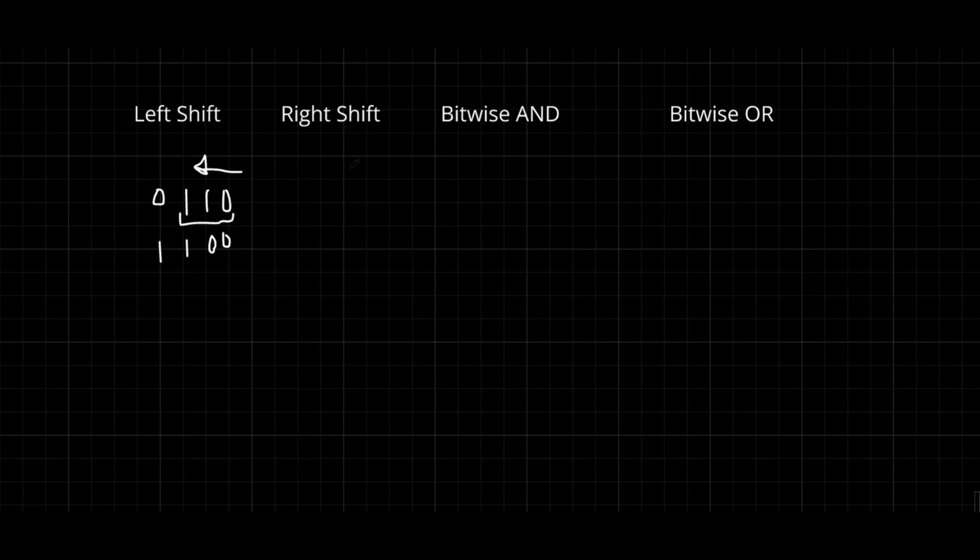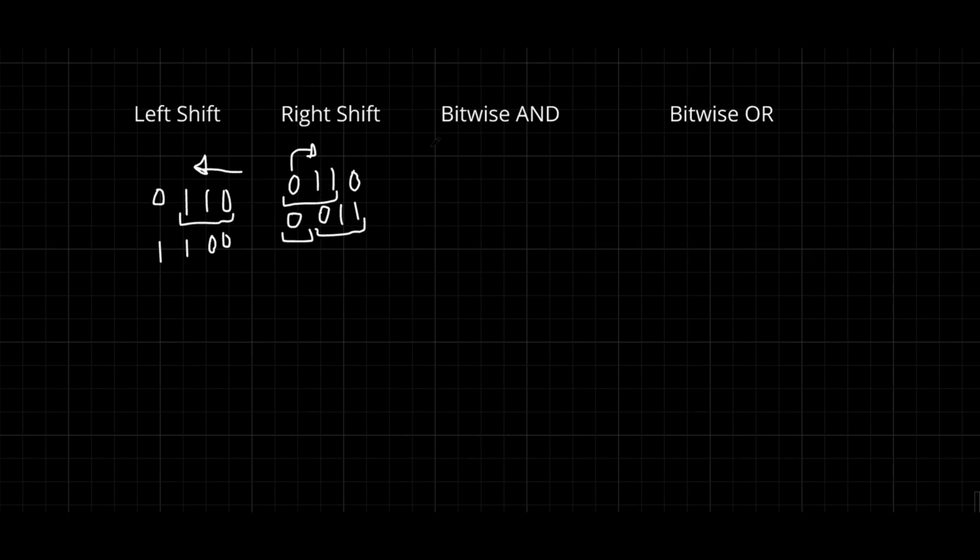Similarly, for the right shift, if our bits are 0, 1, 1, 0, then we will shift right by one time. So we will shift each of the bits to the right side. It will become 0, 1, 1, and here it is 0 by default. These three bits will come into these positions. So this is the concept of right shift.